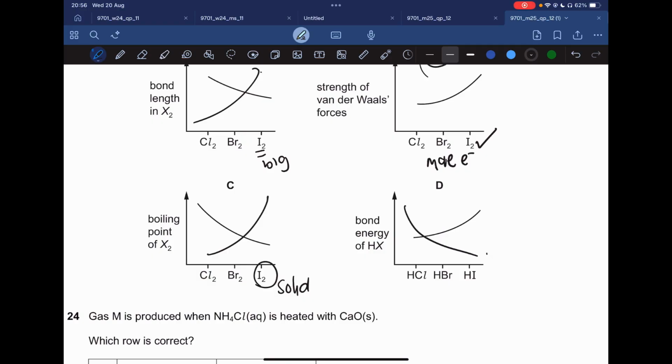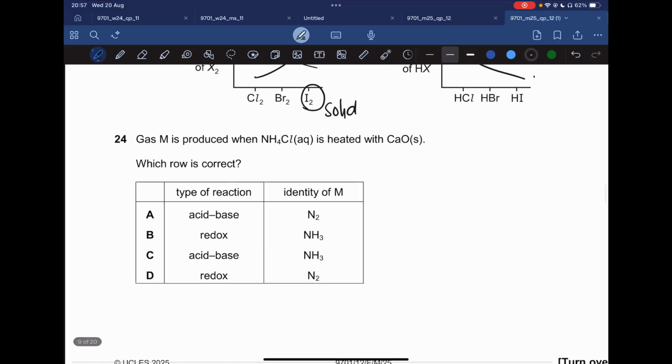Okay, same idea about your longer bond length, weaker bond between your H and I. Okay, so it had to be B there.